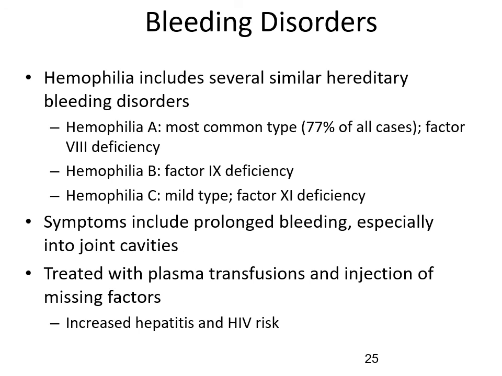Hemophilias. Hemophilias are bleeding disorders of genetic disorders that are inherited. Hemophilia A is the most common type, representing 77% of all cases, where factor VIII is the deficiency. Hemophilia B, factor IX is the deficiency, and hemophilia C, milder type, with factor XI being the deficient procoagulant. Symptoms of hemophilia include prolonged bleeding, especially in the joint cavities, and you treat with plasma transfusions and injection of missing factors. So those are bleeding disorders, and that finishes up the chapter.